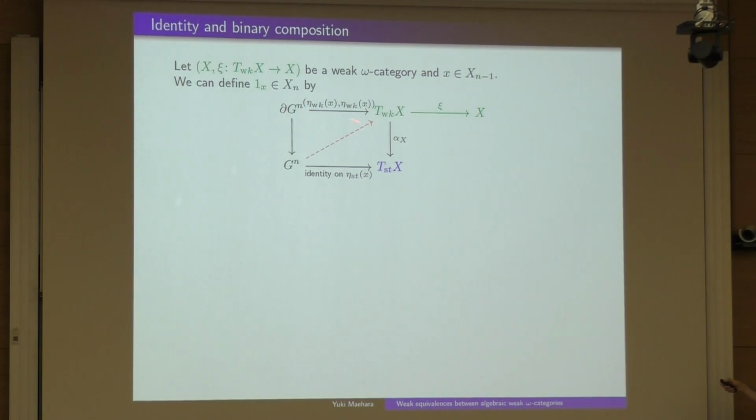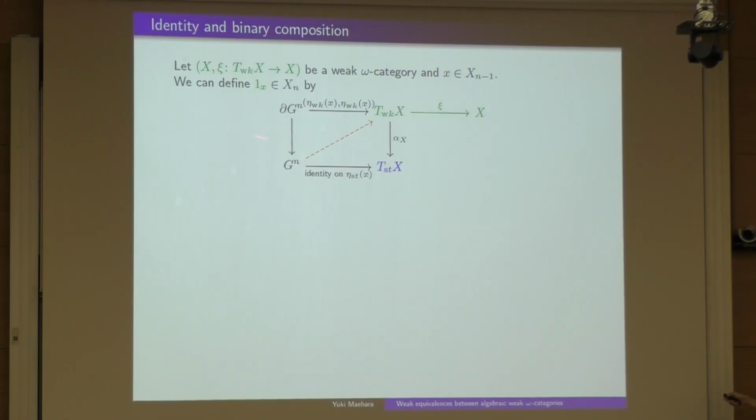And at the top here, we have to specify what to do on the boundary. The boundary of this n-cell is a parallel pair of n-1 cells, and there we just take this copy of little x twice, again using this unit. And now, because alpha was a monad map, this square commutes, so we have this commuting square of the form that was on the previous slide. So we have this lift. So we compose that lift with the algebra structure map.